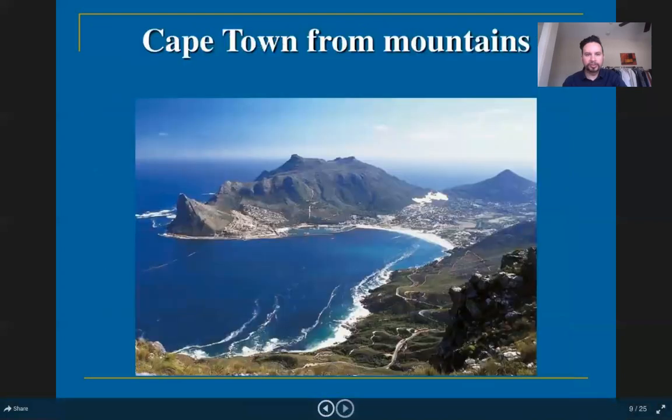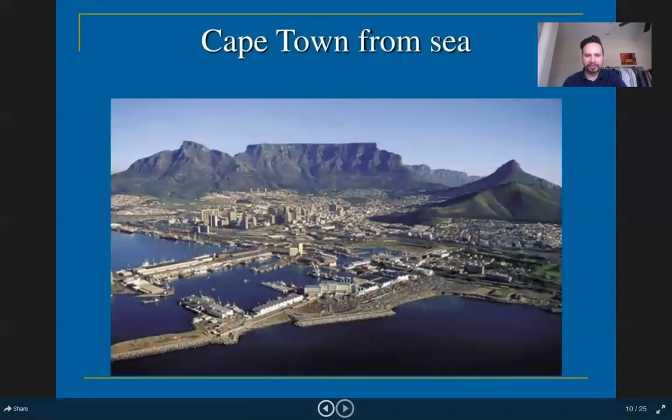All right, so now we're going to see some pictures of Cape Town from the mountains. It's a beautiful, beautiful city. You see it has this peninsula that kind of wraps around. And you have these really tall mountains.